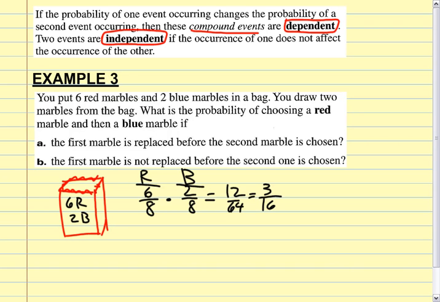Now let me ask you something. This first one, was it independent or was it dependent? Did the second one change probability based on the first one? It didn't. So we'd say it's independent because we put the marble back in. Let's see what happens in the next one, and I'm going to have to go to the next video for that one, all right?